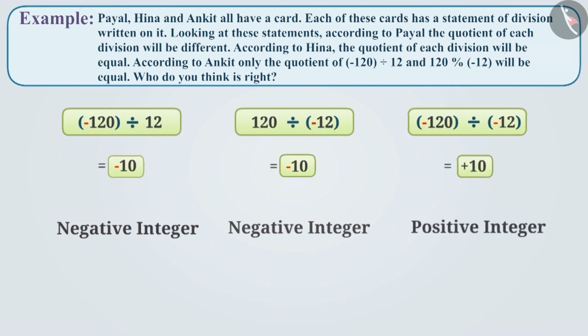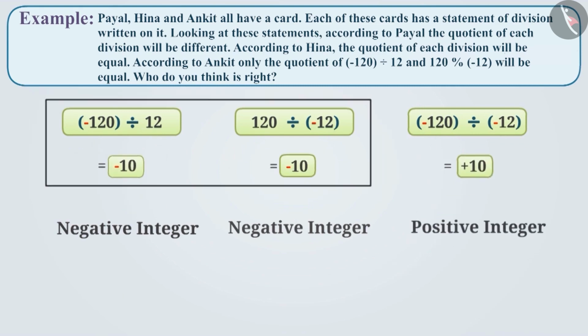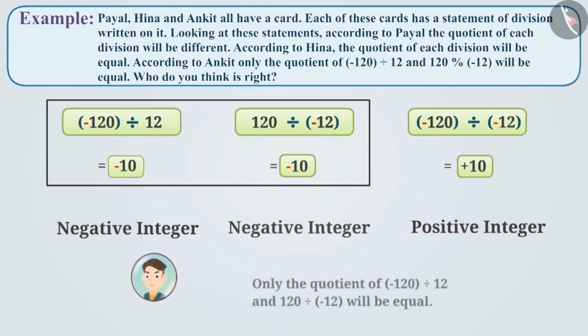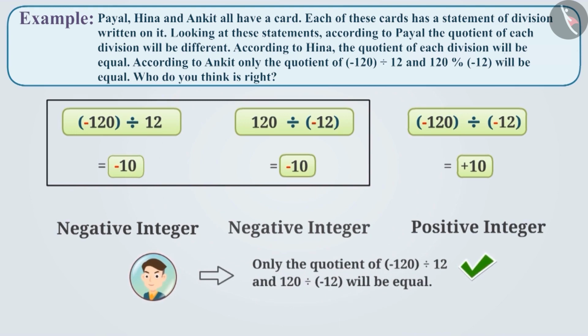If we compare the quotient of all three situations, it is found that the quotient of the first and second will be equal, but not the third one. Therefore, Ankit's answer is correct.